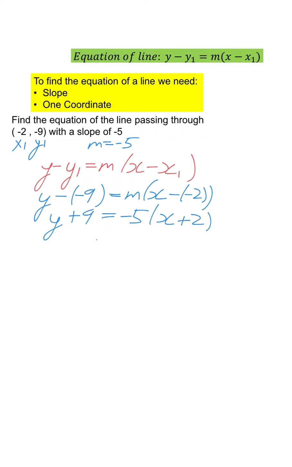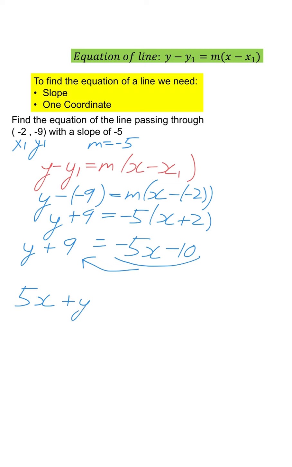So now expand the bracket. So I'll have minus 5x minus 10, and I still have the y plus 9. Now we want our final answer to have x positive, so we'll bring all of this over to the left hand side. The minus 5x becomes positive 5x, still have positive y, plus 9 then, and then the minus 10 becomes plus 10, equal to 0. So now I have 5x plus y plus 19 equal to 0.